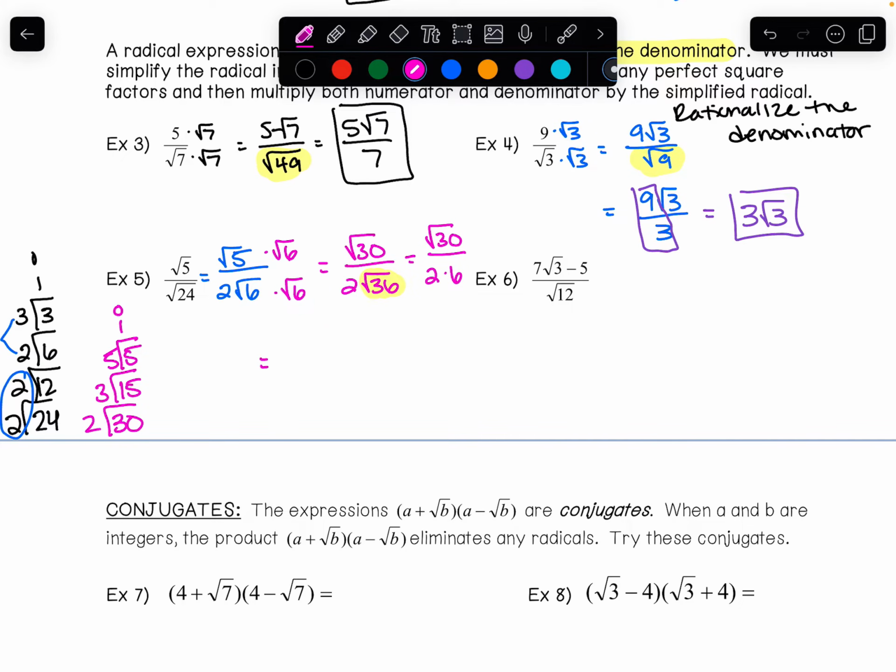So right now I have the square root of 30 divided by 12. I cannot simplify this any further. This is my answer.